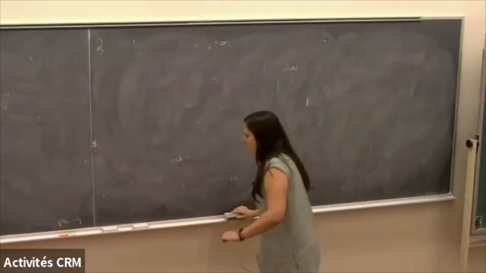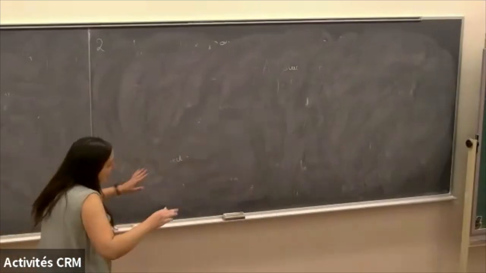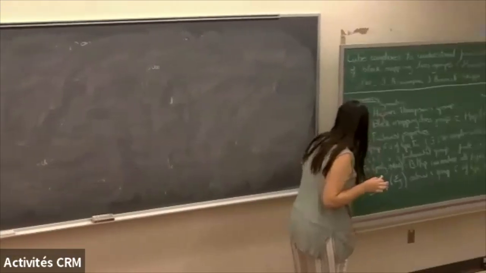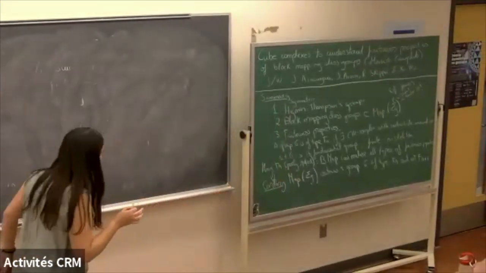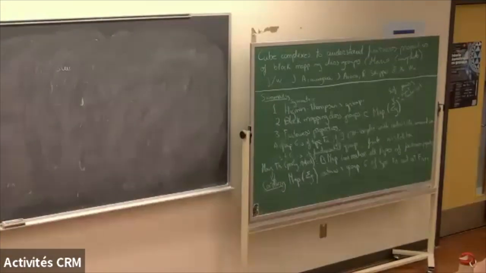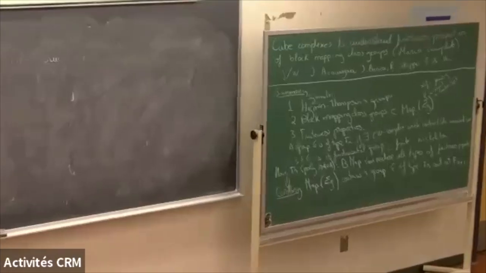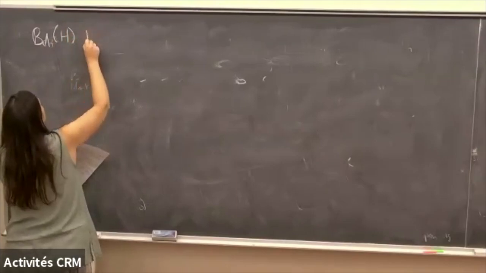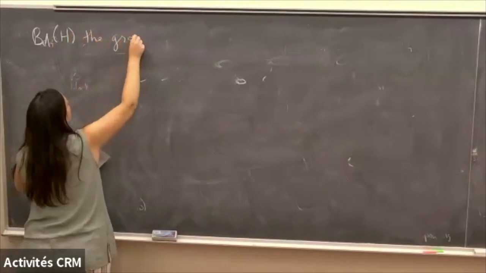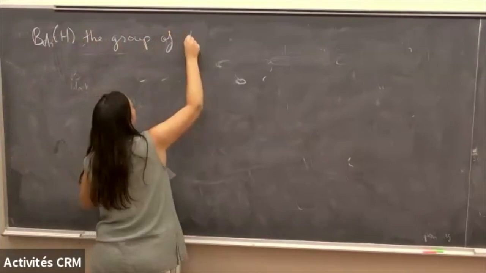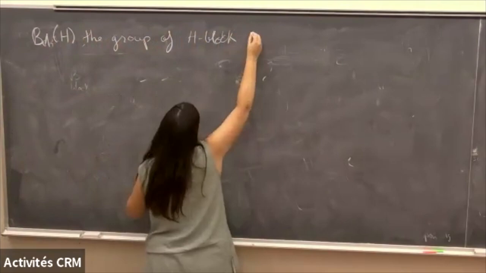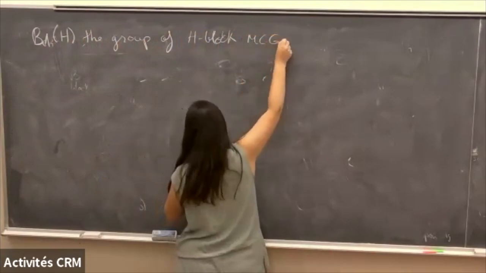And because I want you to be reassured, I am now able to state this main theorem, not poorly stated, and I will be able to prove the corollary. So at least we have that. So H is going to be the group of H block mapping class groups.